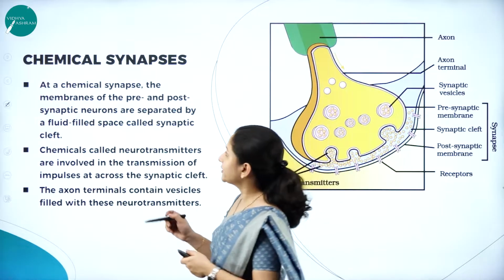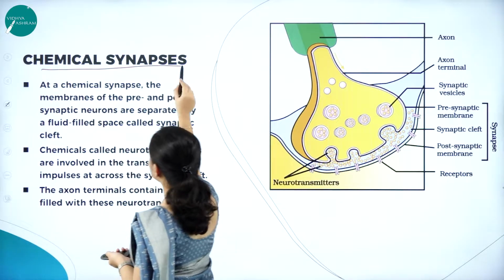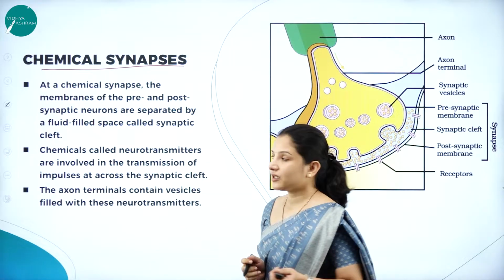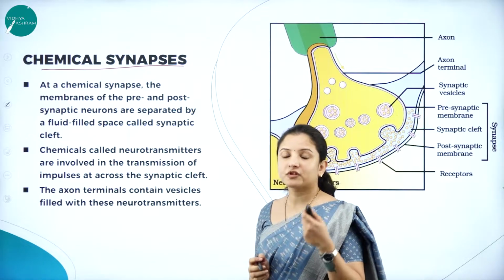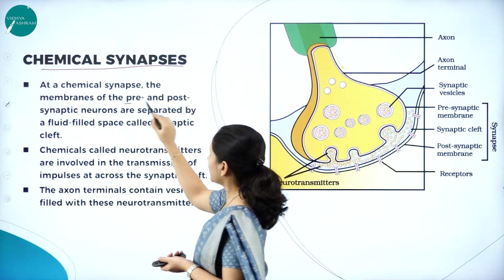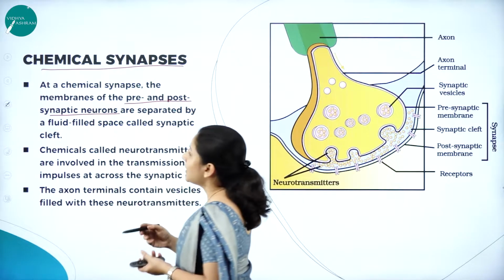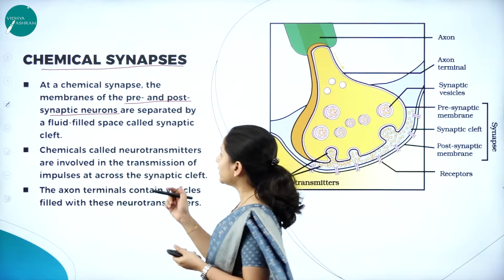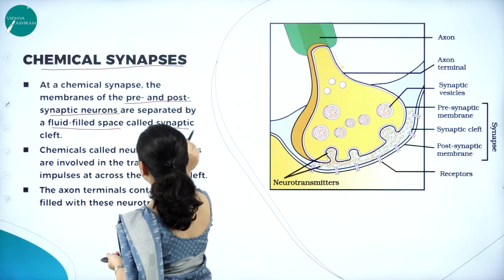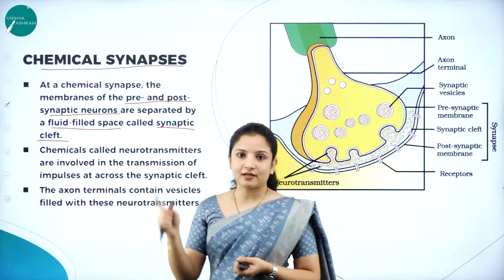Next, moving on to the next synapse, which is the chemical synapse. In a chemical synapse, the membrane of the presynaptic neuron and the postsynaptic neuron are separated by a fluid-filled space which is called a synaptic cleft. So, now it is understood.